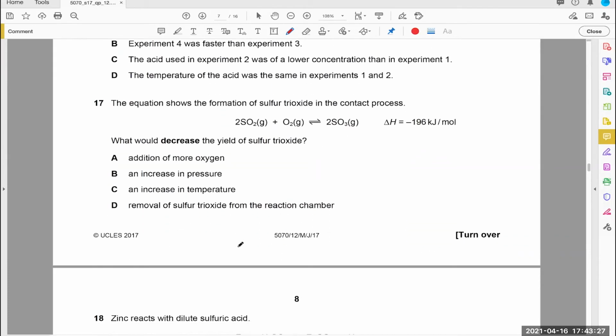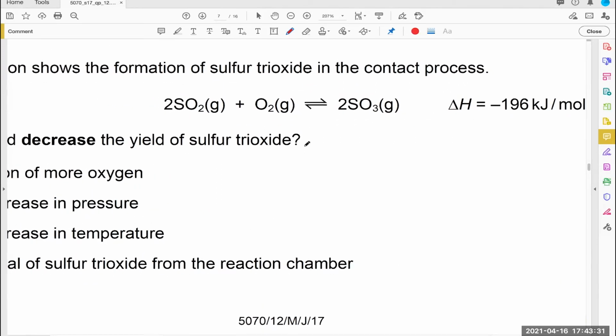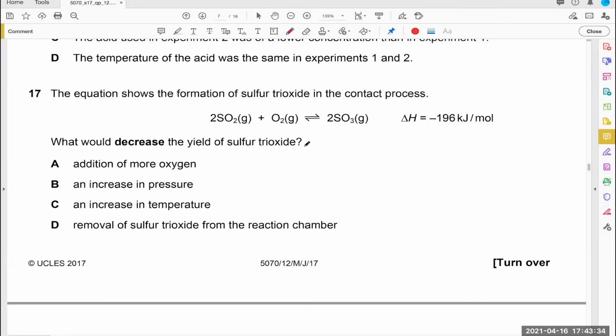The equation shows the formation of sulfur trioxide in the contact process. What would decrease the yield of sulfur trioxide? All right. According to LCP, Le Chatelier's principle, whatever you do, equilibrium goes against it. Okay. So if you add more oxygen, it will try to use it up. So more SO3 is produced. So reaction forward ko jayega. So decrease in yield to nahi hua, increase in yield ho jayega. ठीक है? अच्छा. So ये नहीं हो सकता.